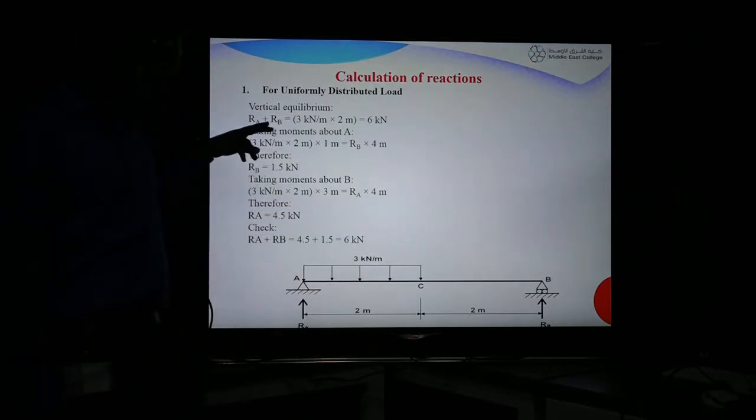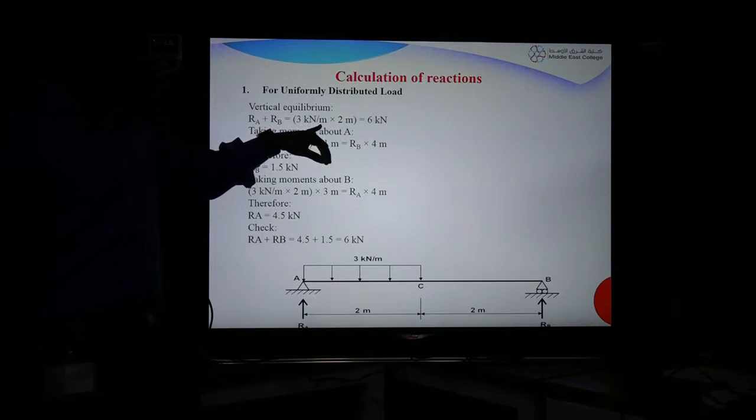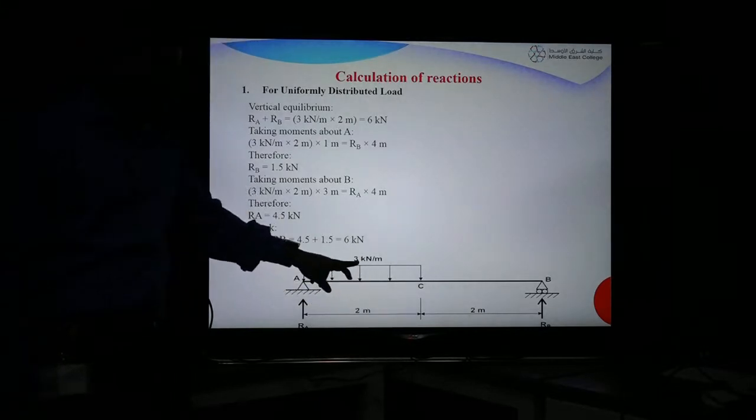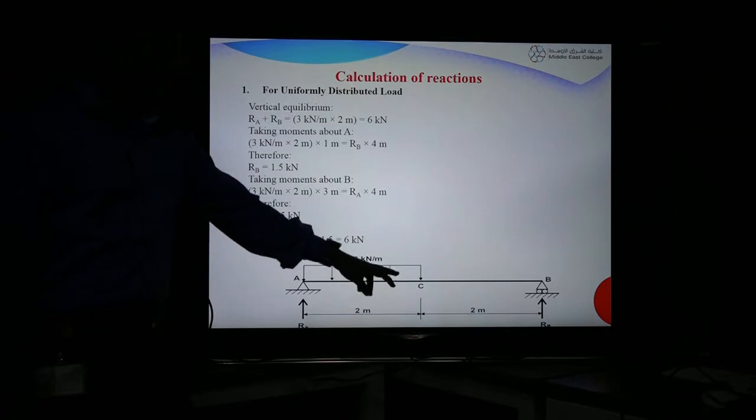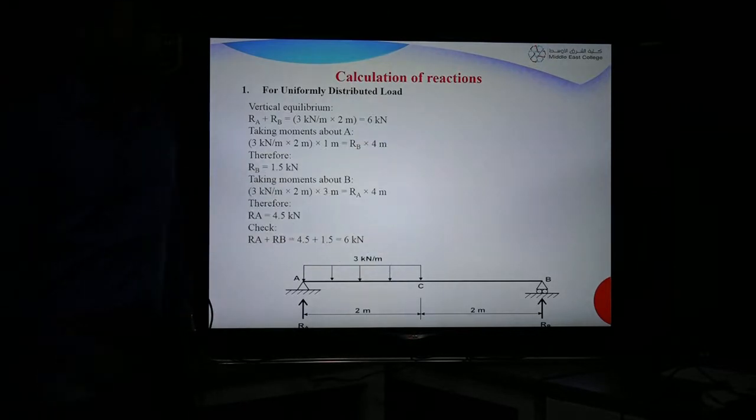So the total force coming onto the beam, RA plus RB, is equal to 3 kilonewton per meter multiplied by the length, 2 meters. So the total load acting on the beam is 6 kilonewtons. So how to take moments here, I will explain on the board.